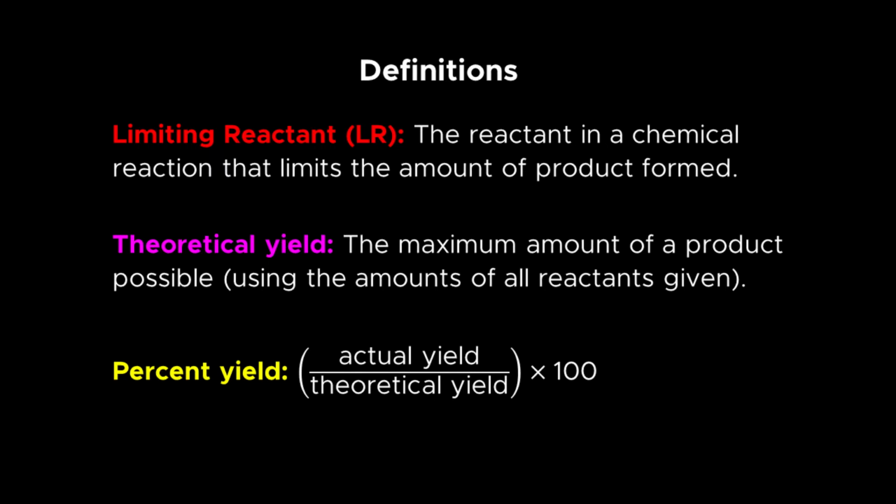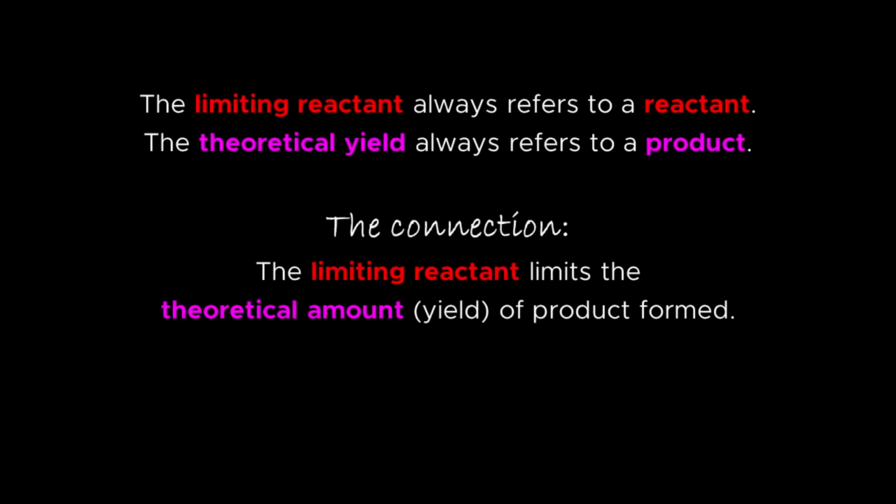Theoretical yield is a calculation of how much product can be theoretically formed from the amounts of the reactants given in the problem. And percent yield relates how much product was actually formed in the lab to the theoretical yield that was calculated. The limiting reactant always refers to a reactant, and the theoretical yield always refers to a product. They are connected, though, because the limiting reactant limits the theoretical amount of product that can be formed.